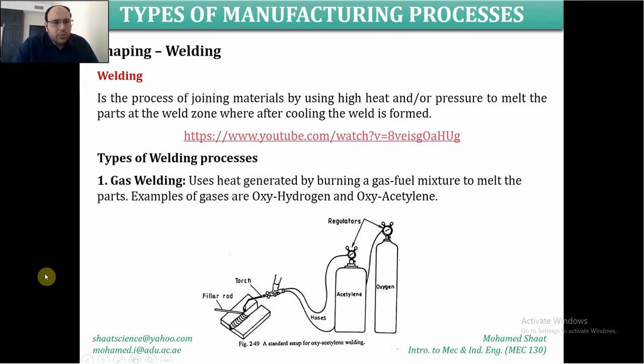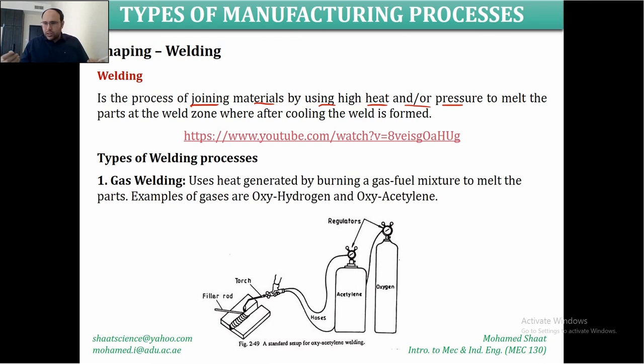All right, so now let us move to another shaping process, which is welding. We said that shaping should involve melting the raw material in order to end up with a product, right? So welding is one of the shaping processes basically used for joining or forming a shape or a product by joining materials together. Welding is the process of joining materials by using high heat and or pressure. In some cases we could only use heat. In other cases we could use heat and pressure in order to fuse the two pieces together.